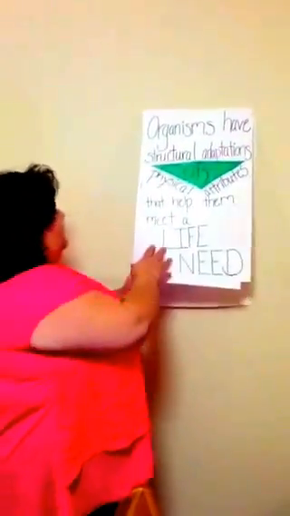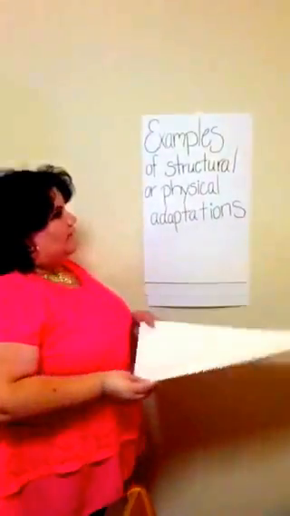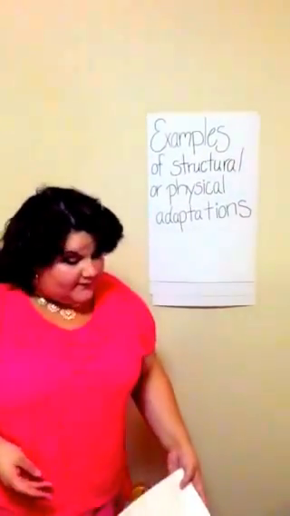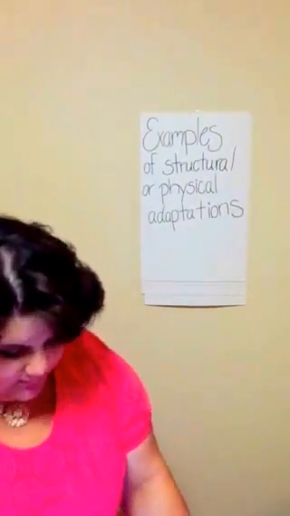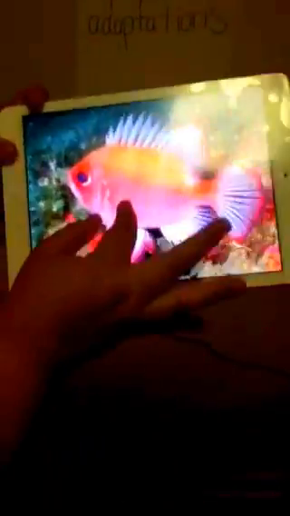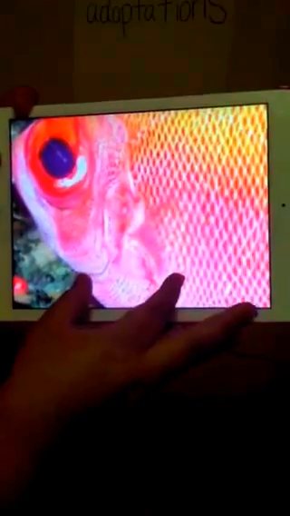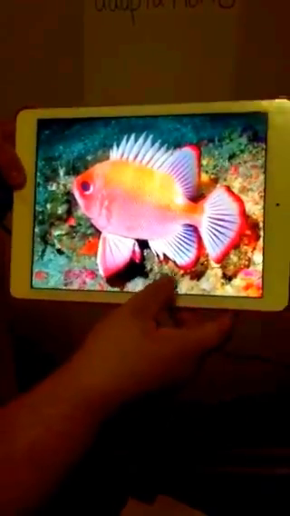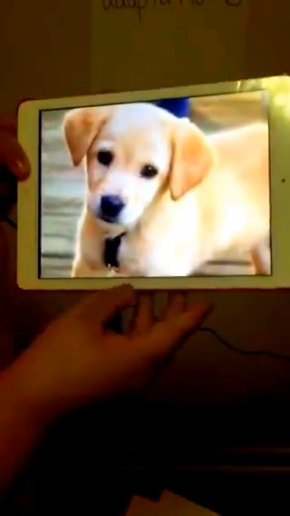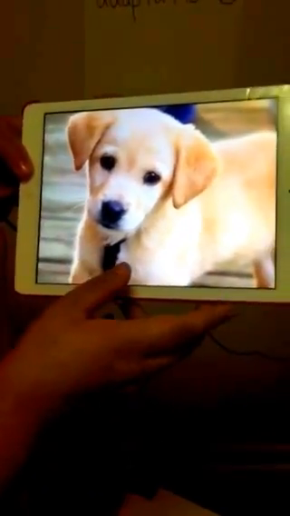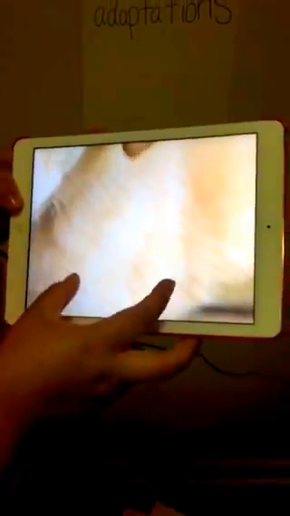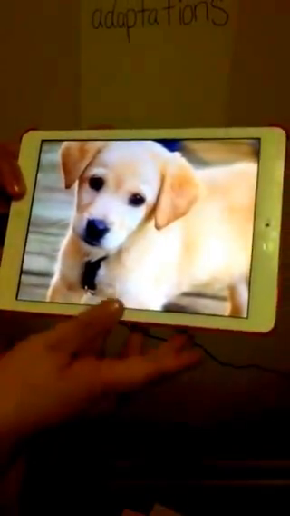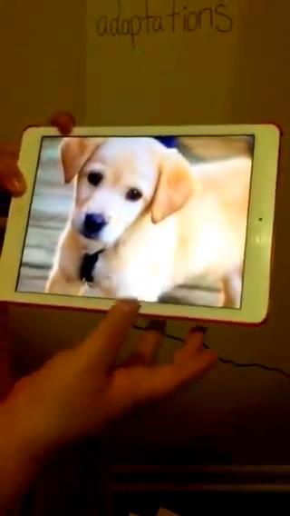And so some really cool examples of structural or physical adaptations. I'll show you a couple here. This fish has things called gills. I'm sure you guys are familiar. And it helps them breathe underwater, take in that oxygen that they find under the water. This dog, this puppy dog, has fur. And it gets thicker in the wintertime to help keep them warmer, and they shed it in the summertime. That helps keep them cooler.